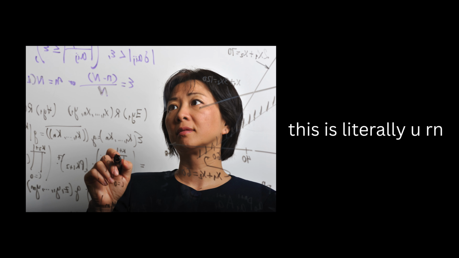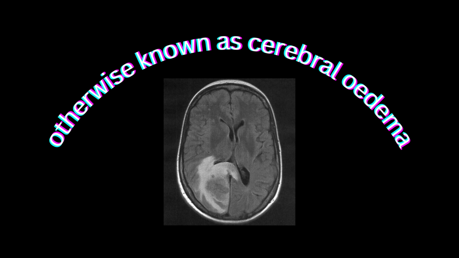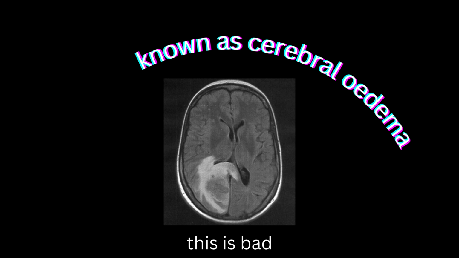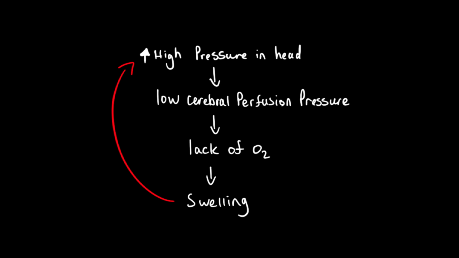Low CPP means the brain isn't getting enough oxygen and nutrients, which can lead to cerebral ischemia. Lack of oxygen causes brain cells to start to swell. I'm not that good at chemistry, so we're not going to go into why that happens, but just know that a lack of oxygen causes brain cells to swell. And because the cells are bigger, they take up more space and further increase the intracranial pressure. This creates a dangerous positive feedback loop. High ICP leads to low CPP, which leads to ischemia, which leads to cerebral edema, and even higher ICP.